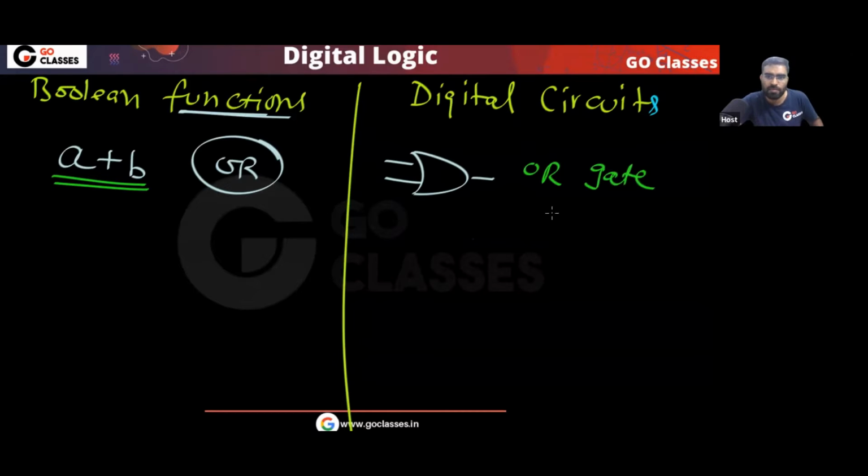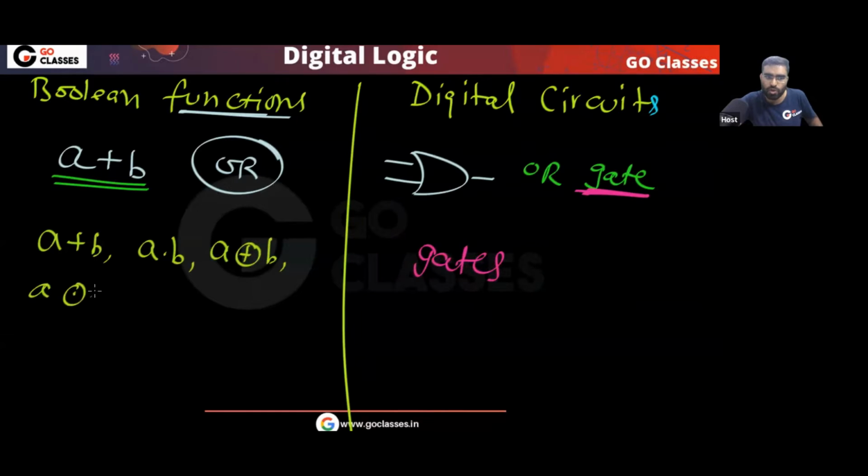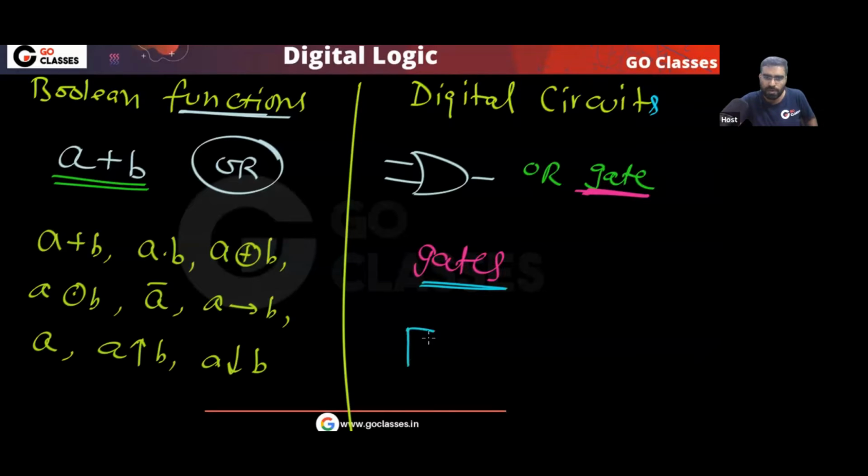Is this clear? So remember, gates are digital circuits. All your gates are digital circuits. For example, A OR B, A AND B, exclusive OR A XOR B, A XNOR B, A bar, A implies B, A NAND B, A NOR B, these are all Boolean functions. And what are digital circuits? Gates are digital circuits. For example, a NAND gate is a digital circuit.